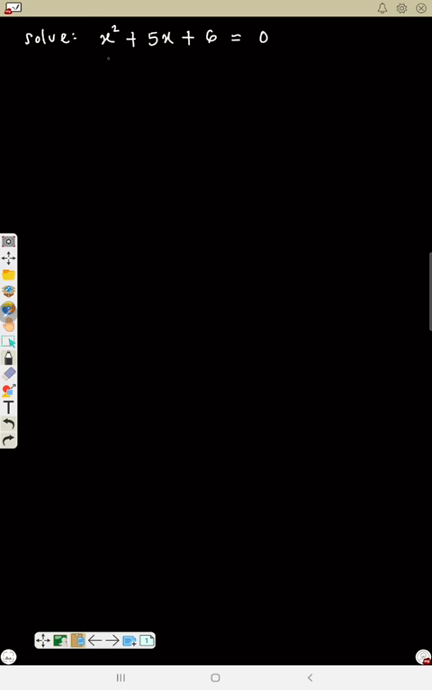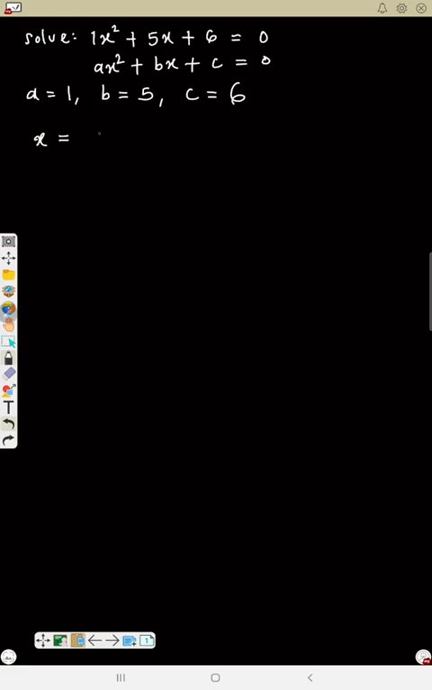So to solve a quadratic, compare with as square plus bs plus c equals to 0. You will notice if I put the 1 here as the coefficient, that means a is 1, b is 5, c is 6. So just compare it one by one. That means in this case a is equals to 1, b is equals to 5, c is equals to 6. If you can identify your a, b and c, now you can use the formula directly.